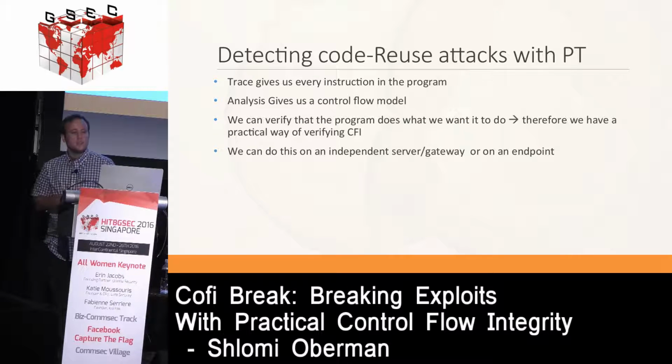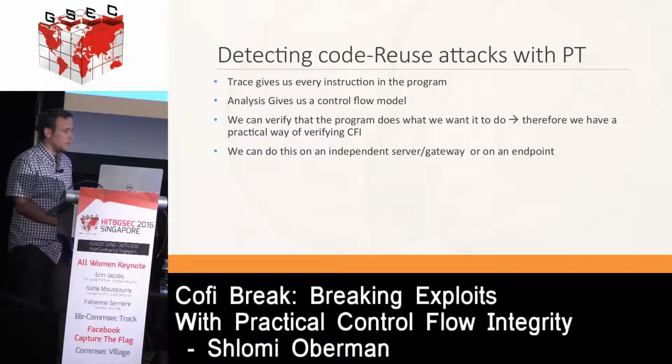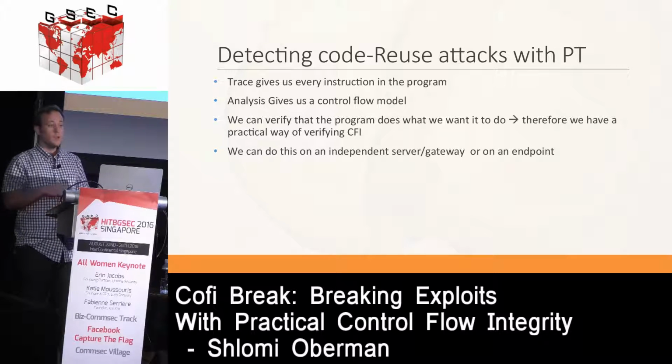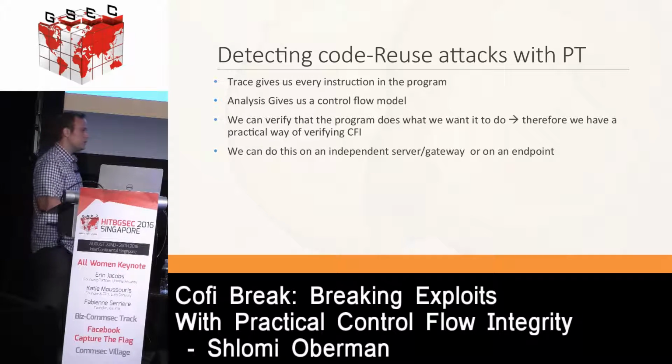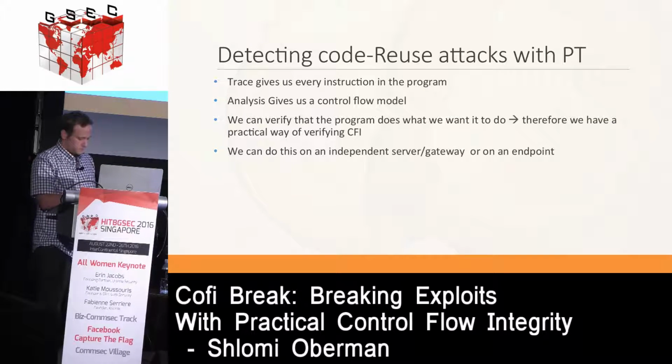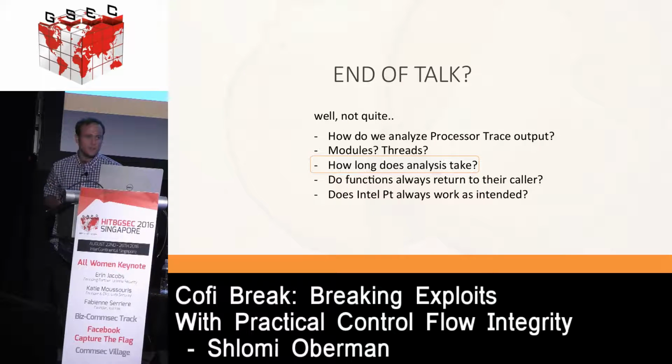So, how do we use Intel processor trace to detect a malicious file, detect an exploit? In very simple words, the trace gives us every instruction in the program. Analysis of the program gives us the control flow model which we should be watching for. For example, every function should be returning to its caller. We can verify that the program does as it is intended to do and does not do things that it is not intended to do. And we detect malicious files. Okay, so obviously it's not that simple.